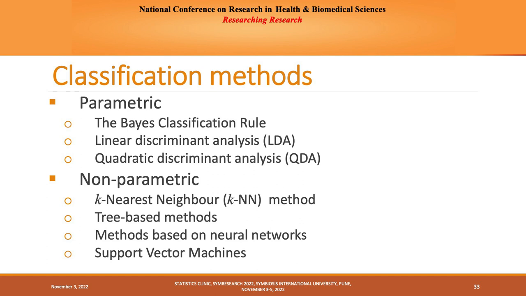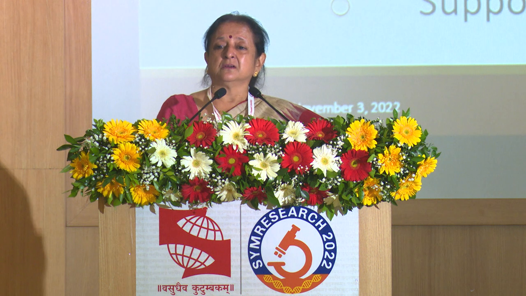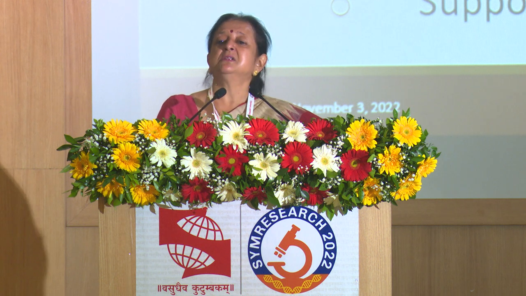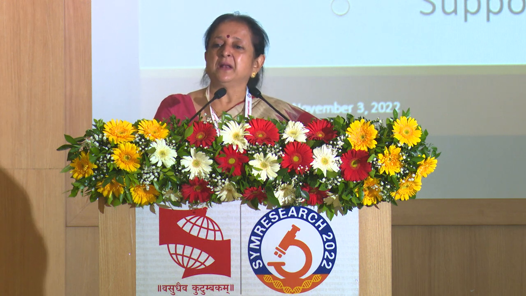What is the difference between the two approaches? The difference lies in the fact that in the parametric approach, we assume a standard probability model for the behavior of the features. So for example, a very popular assumption is that the feature variable has a normal distribution in the two classes. The two normal distributions may have different parameters, but they are of the same type.